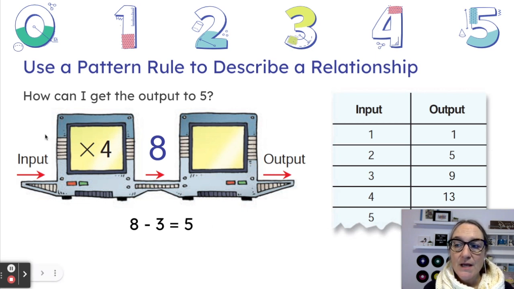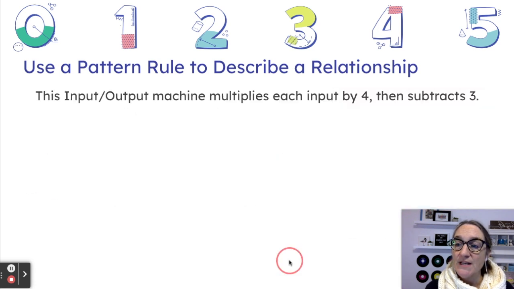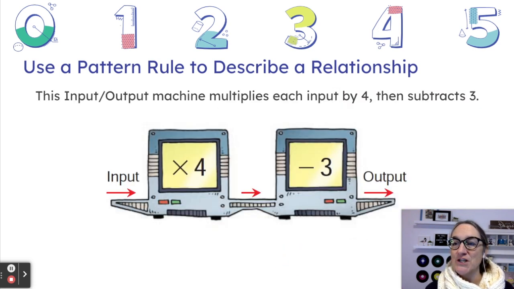So in my first step, I multiplied my input by 4. It gave me that middle number. And now I have to figure out what is my second step, my second operation that will give me the right output. The output I'm looking for, with an input of 2, is 5. So I have to say, what's my middle number? What operation do I do to it to get to the desired output? In this case, -3. So that's what we're going to pop into the input-output machine. So now we know this input-output machine multiplies each input by 4 and then subtracts 3.